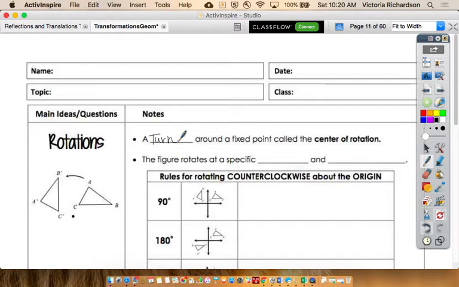Second, it says the figure rotates at a specific angle and direction. So I want to talk about direction for just a minute. There's two directions that we talk about with rotations, clockwise and counterclockwise. And if you can't remember, look at a clock in the room, and the direction that the second hand or even the minute hand and the hour hand are moving in, those are clockwise, and they move to the right.